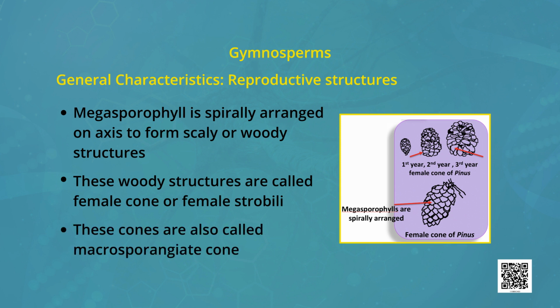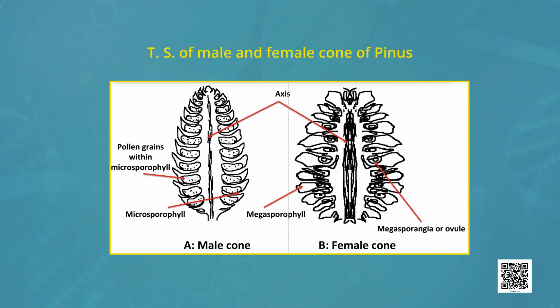In Pinus, the cones take 3 years to mature. In the picture, you can see all 3 types of cones depending upon their age. The diagrams A and B shown are of transverse sections of both male and female cones of Pinus respectively. You can see the axis where microsporophylls and megasporophylls are arranged on the central axis. Pollen grains are present on microsporophylls and ovules are present on megasporophylls.